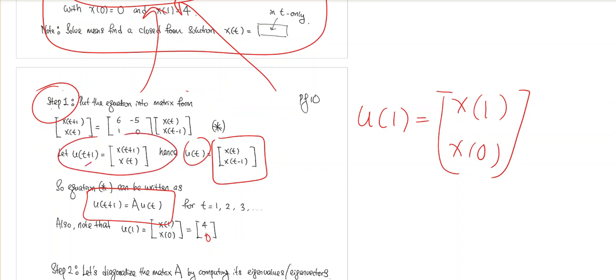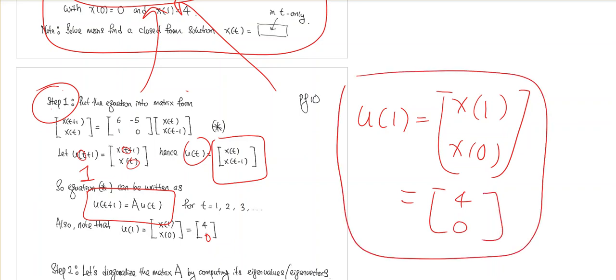So in order to have u of 1, your t will have to be 0, so this is x with t equal to 0, this is x1 and this is x0, and we know this information already. x1 is given as 4 and x0 is given as 0, so we have u of 1. Now we have u(t+1) equal to A u(t), and this is the equation that we want to solve.